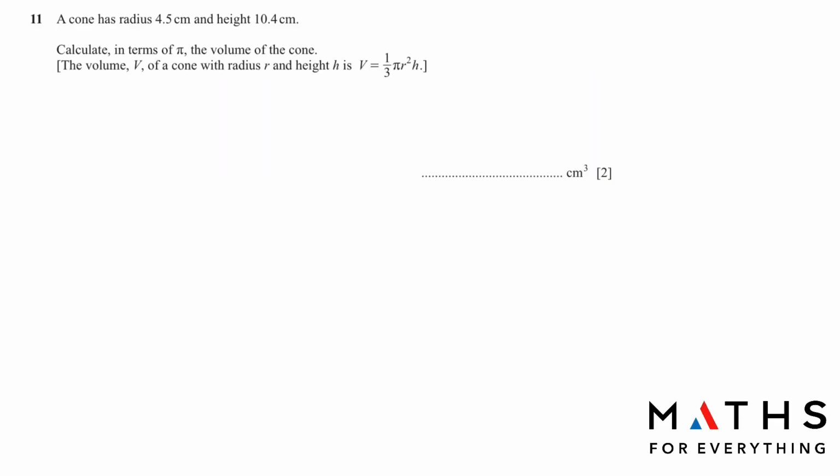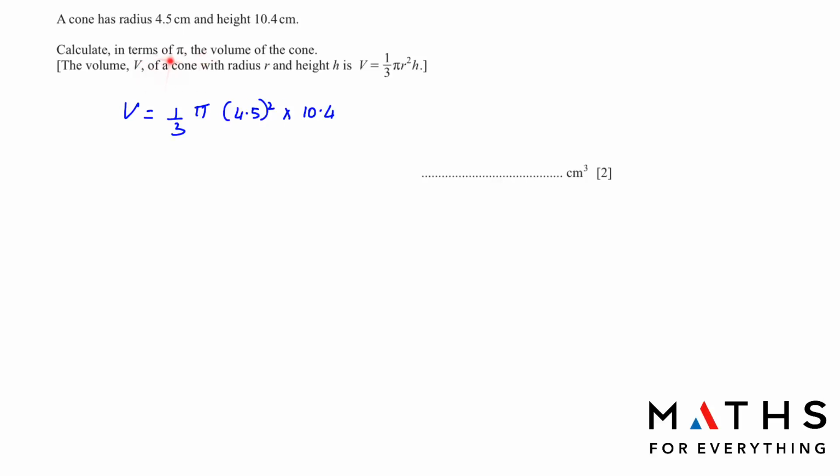Question number 11. A cone has radius 4.5 centimeters and height 10.4 centimeters. Calculate in terms of pi the volume of the cone. The volume of the cone can be found by this formula. So we will write volume is equal to 1/3 pi r squared h. Replace the r with 4.5 squared and the height with 10.4.